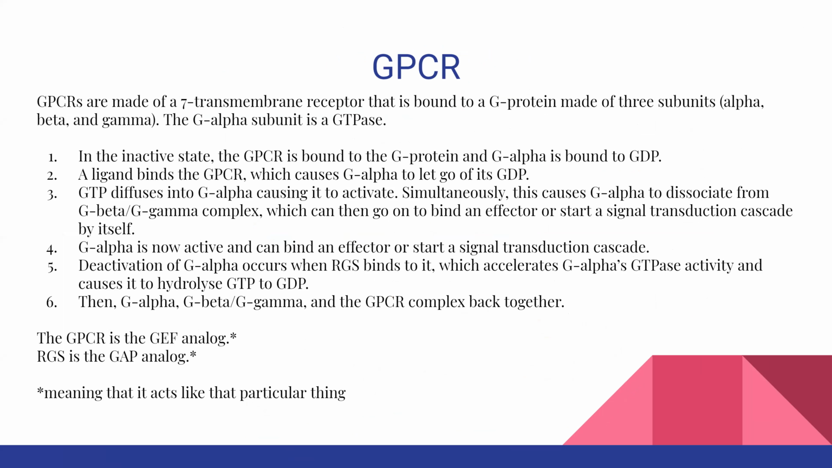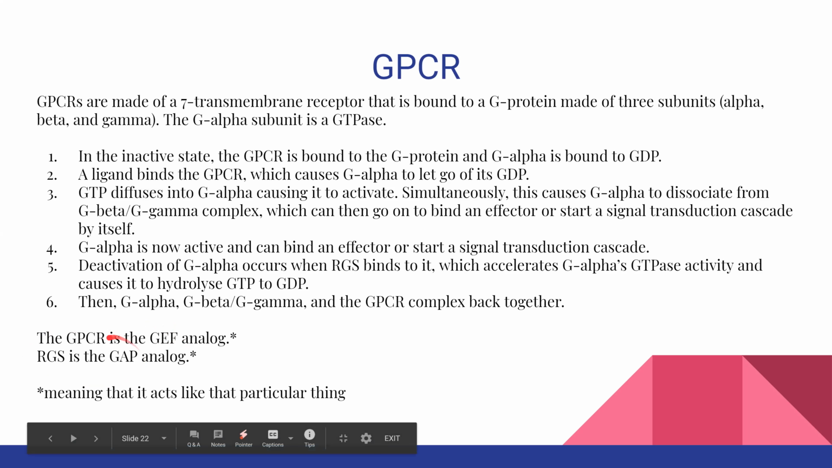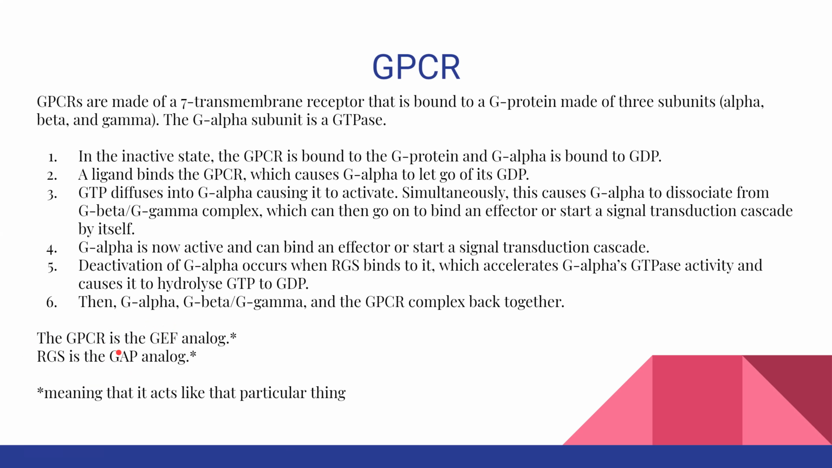And the important thing I hope you picked up is that the GPCR is the GEF analog and the RGS is the GAP analog. So, are there any questions about this pathway? No? All right.